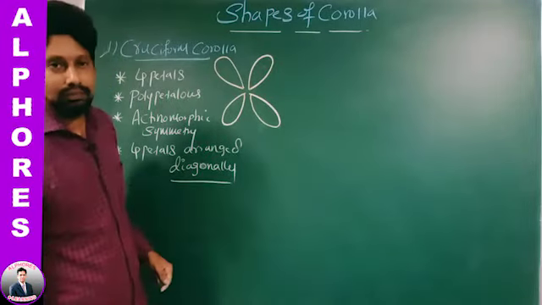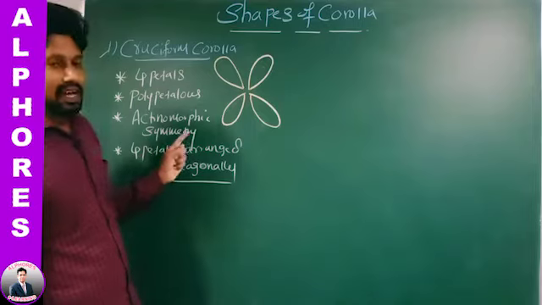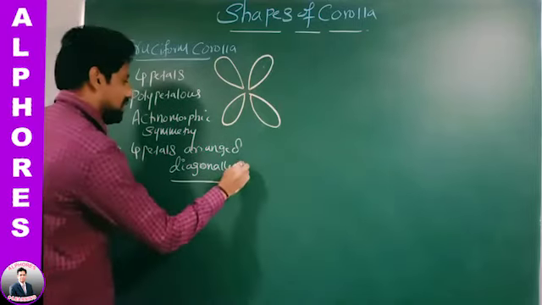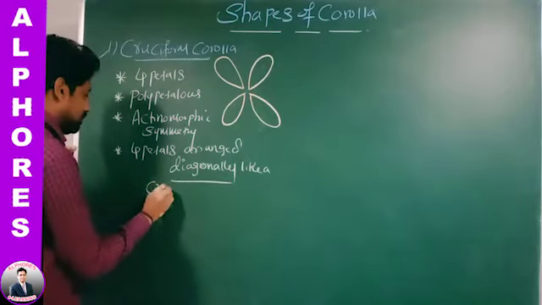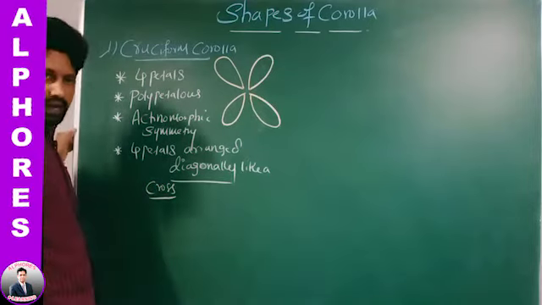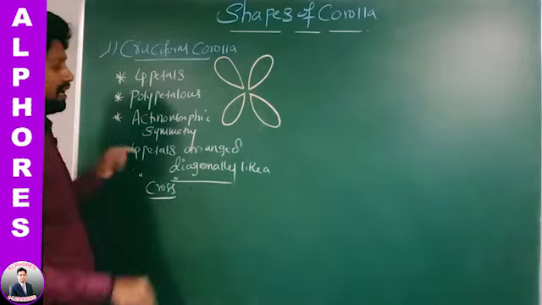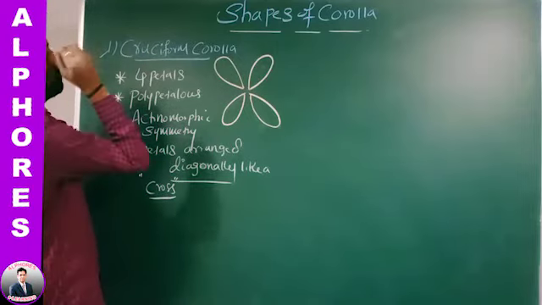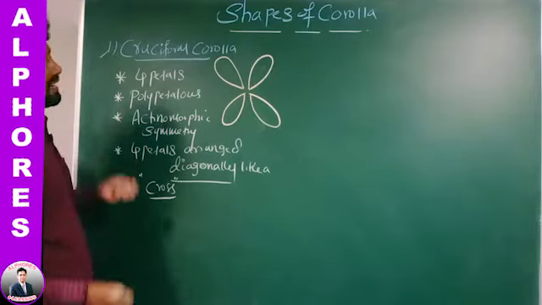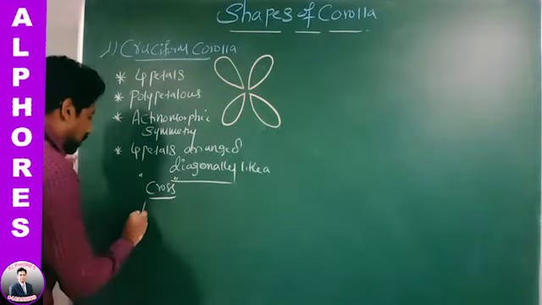Diagonally. These four petals are arranged diagonally, like a cross. That corolla is called cruciform corolla. Sir, what is the example for this cruciform corolla?